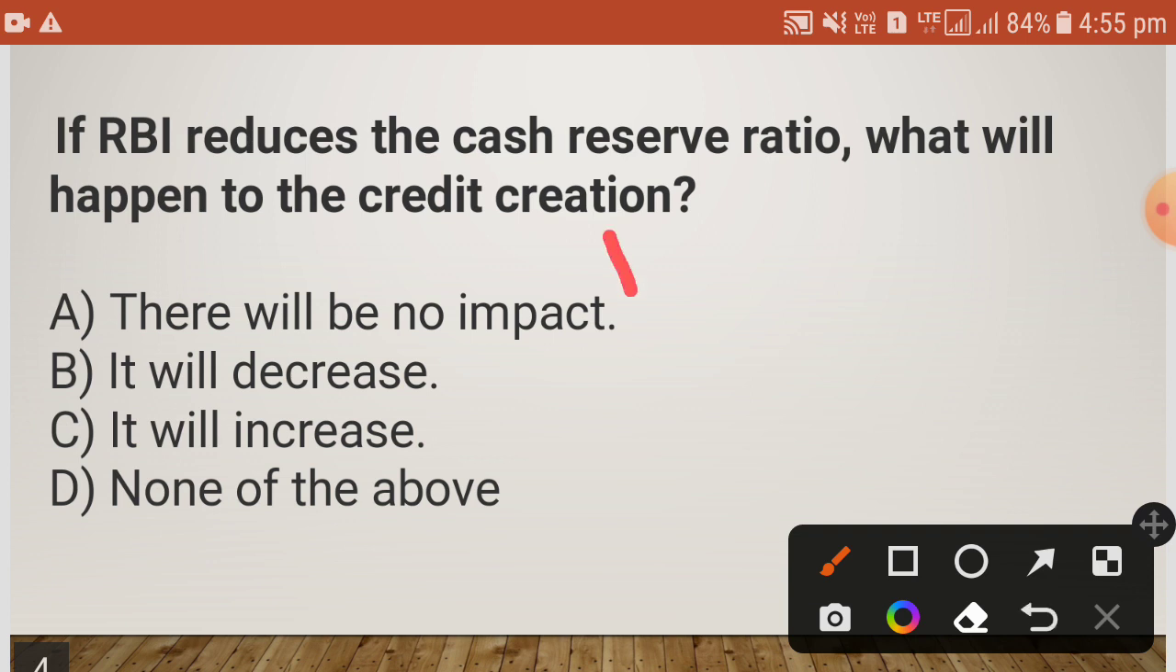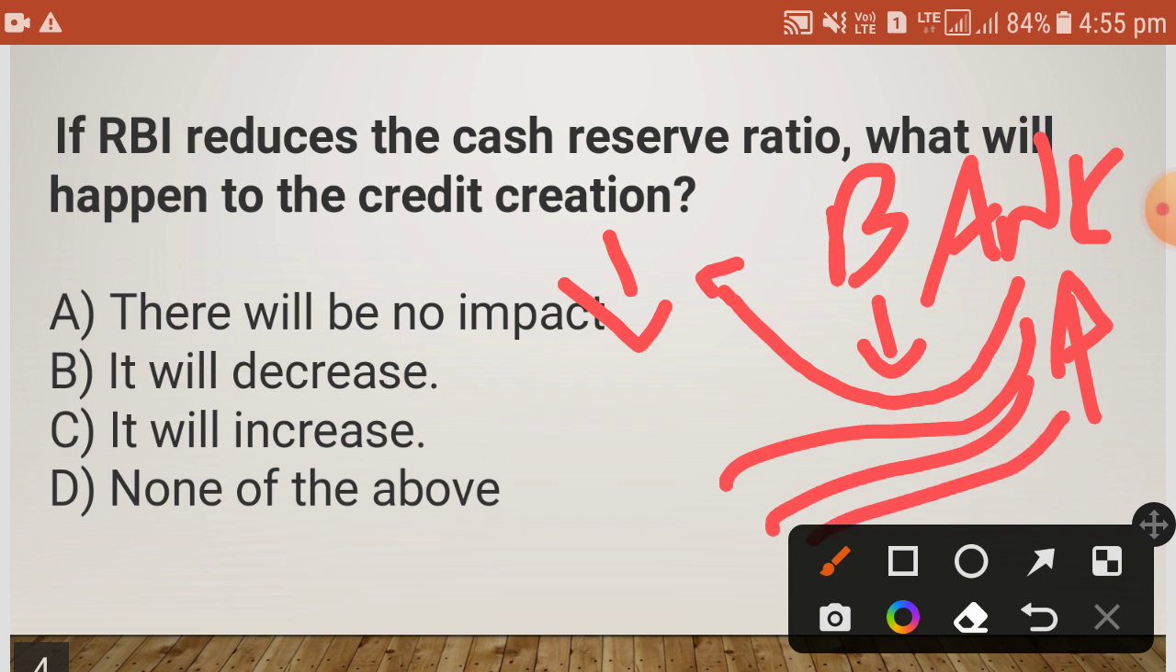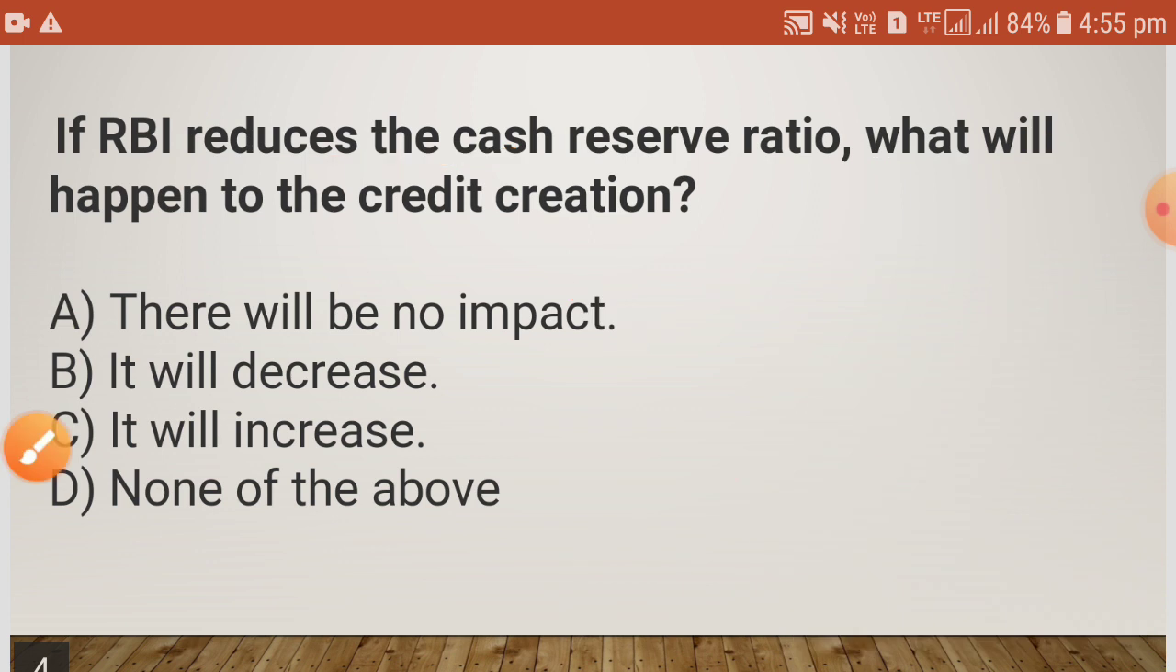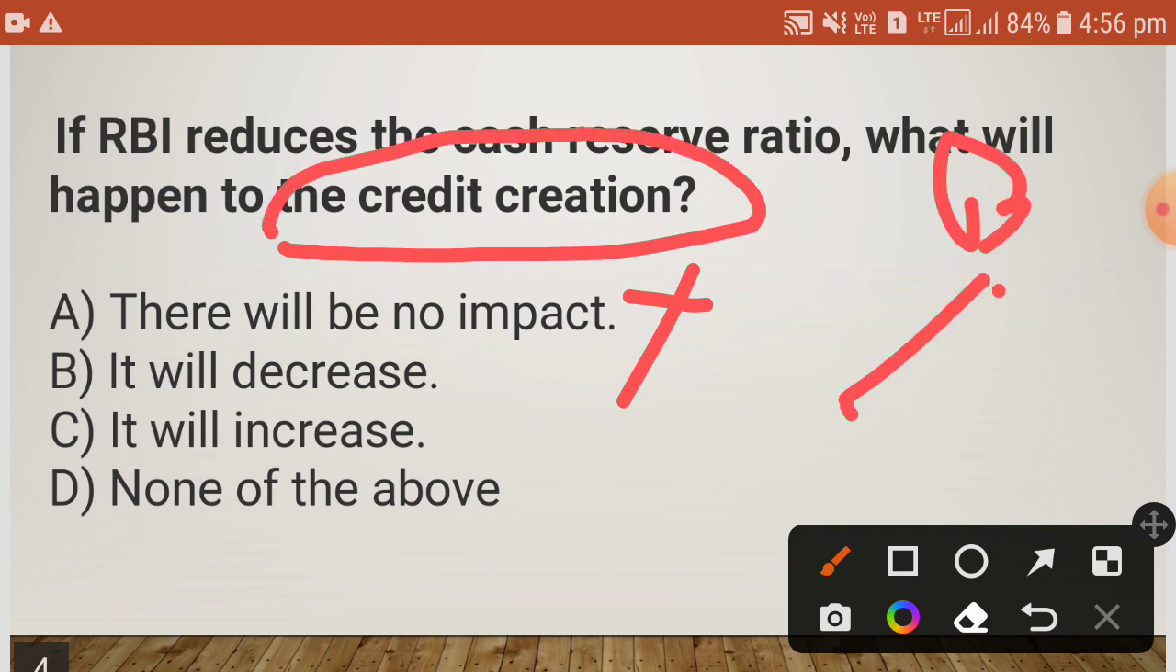So RBI reduces the CRR. Now the banks which need to keep the CRR with RBI also reduces. So bank will have more amount of money, right? So since bank will have more amount of money, they can give more amount of money to the customers. Okay. So this is one of the practical things that happens when RBI reduces the CRR ratio. Now let us see the options. There will be no impact. No, this is wrong. Okay, they're asking for, yeah, what is credit creation? Credit creation is nothing but the banks giving loans. Credit means loan, so credit creation is loan creation.